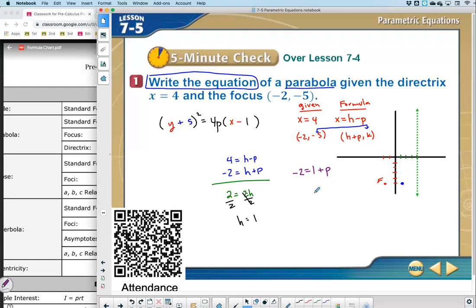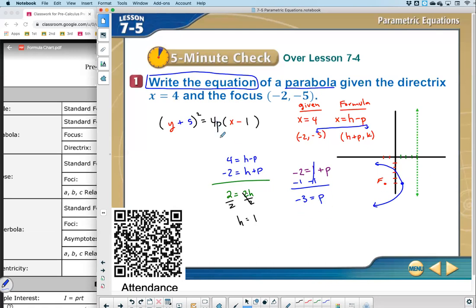How do I isolate this p? We subtract 1. And so negative 2 minus 1 is negative 3. So negative 3 equals p. That's what I was talking about, that the focus is 3 units away. And the reason it's negative is because this graph would open around our focus this direction where it opens left. So the p is negative, meaning it's opening to the left. 3 either way. That's visually what that meant.